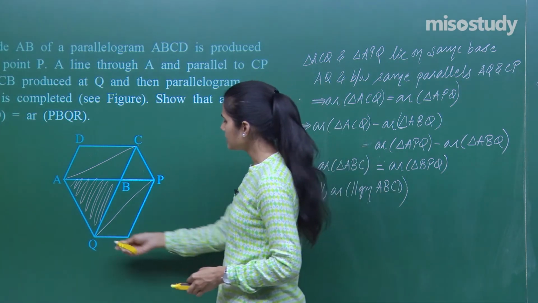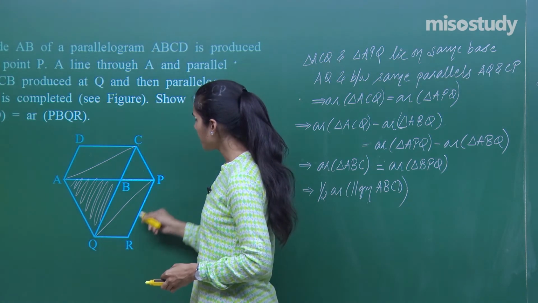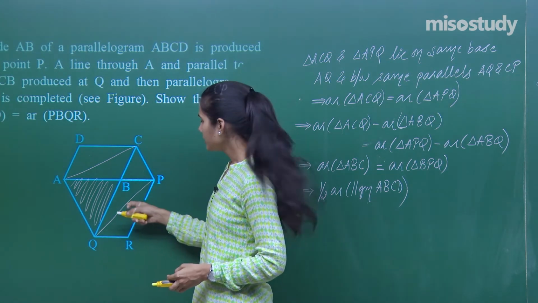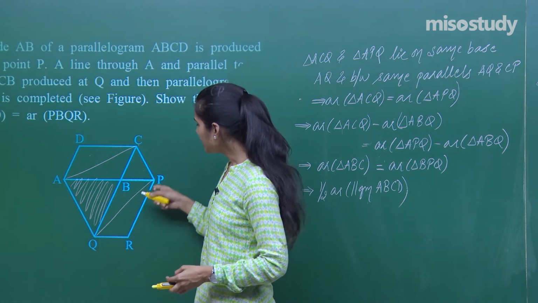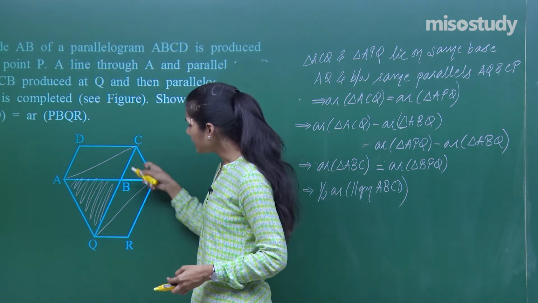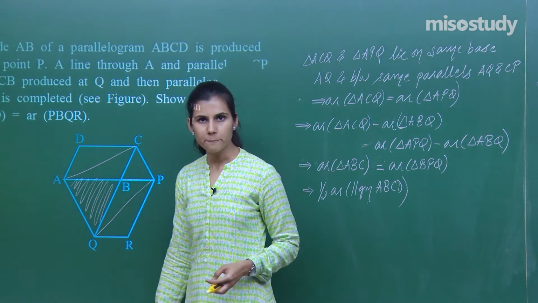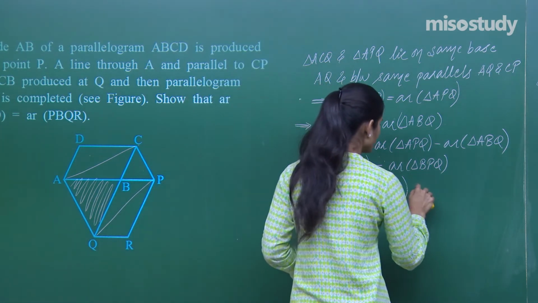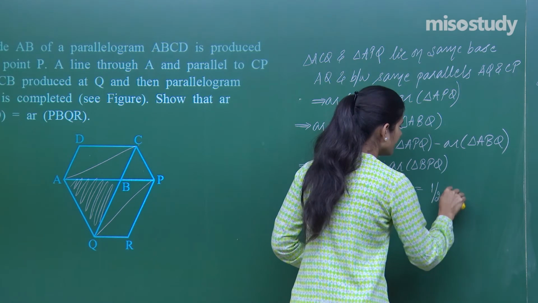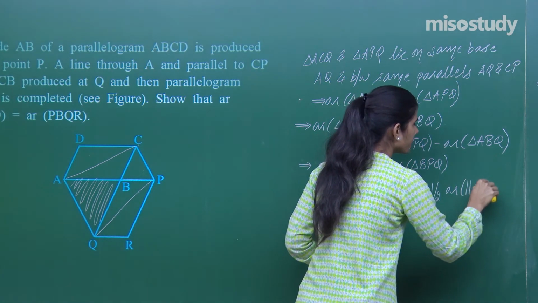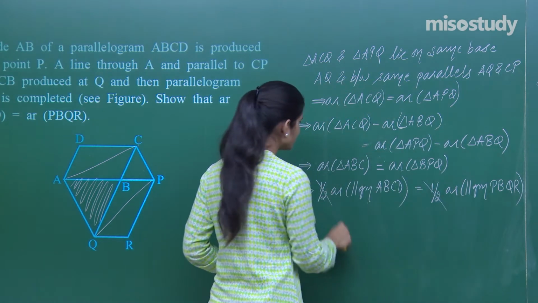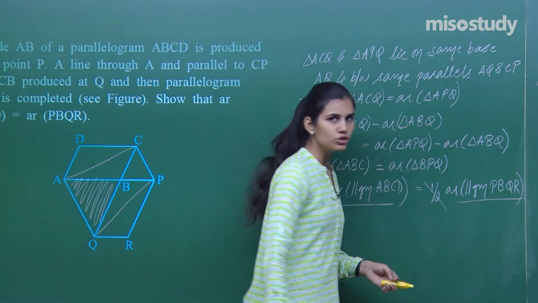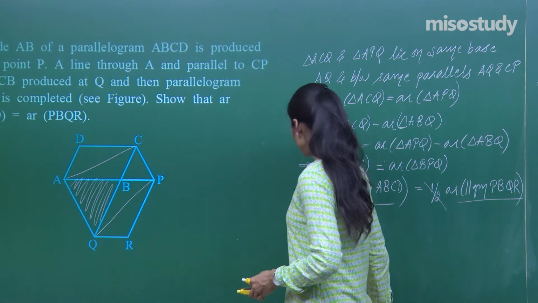Exactly in a similar sense, this QP is the diagonal of the parallelogram PBQR. So it will be dividing it into two triangles of equal areas. Fine. So definitely the triangle PBQ will have area half of the area of the parallelogram PBQR. So this triangle also has area half of area of parallelogram PBQR. Half cancels out, you have got what you wanted to show. Clear?